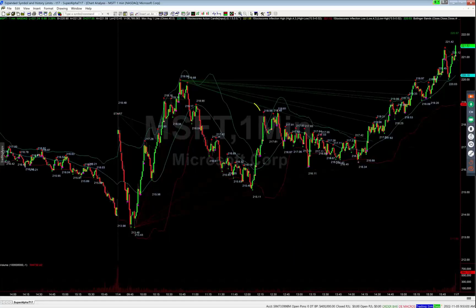So these little plus signs and minus signs show inflection points. It's an important part of what I do, being able to see inflection points. And then there's these lines here. This is called a Stockscores trend line. So a Stockscores trend line, I'll just draw it, the important one, which is this one right here.